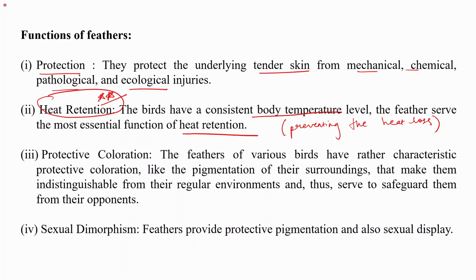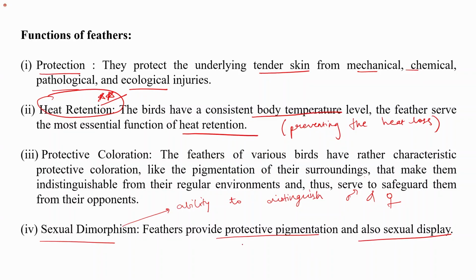Protective coloration. Feathers of various birds have rather characteristic protective coloration. That is, they have the pigmentation of their surroundings, therefore making them indistinguishable from the surrounding environment and thus protecting them from their opponents. Then sexual dimorphism. Dimorphism means the ability to distinguish male and female. So they provide protective pigmentation and also sexual display.